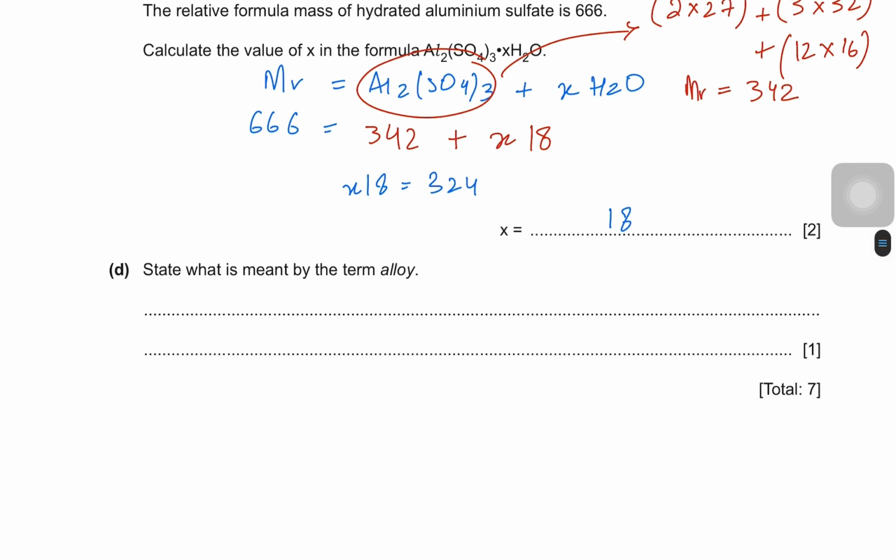State what's meant by the term alloy. We have already talked about it. It's a mixture of metals with other elements. Remember, an alloy could be a mixture with a metal or a non-metal, that really doesn't matter.